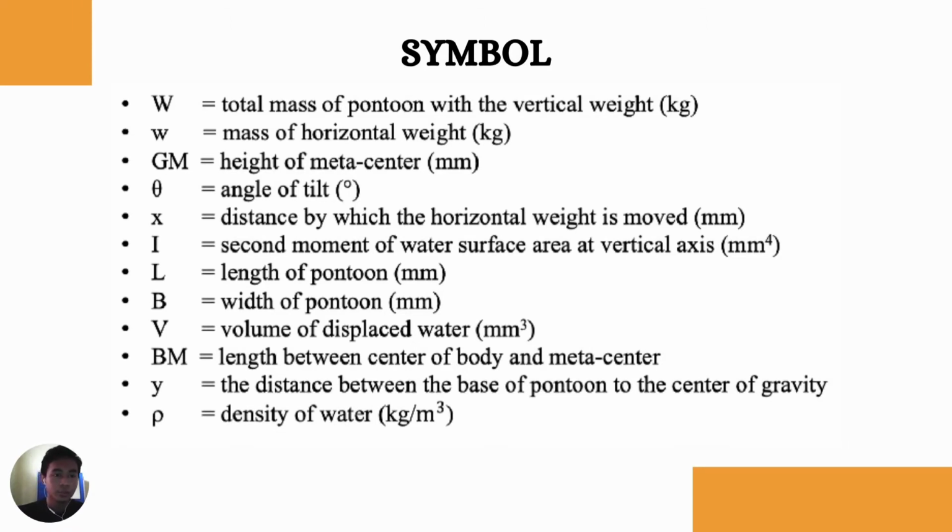So these are some of the symbols that we use in our experiment. The first one is W, total mass of pontoon with the vertical weight in kg. w, mass of horizontal weight in kg. GM, which is height of metacenter in millimeter. BM, length between center of buoyancy and metacenter, and others.